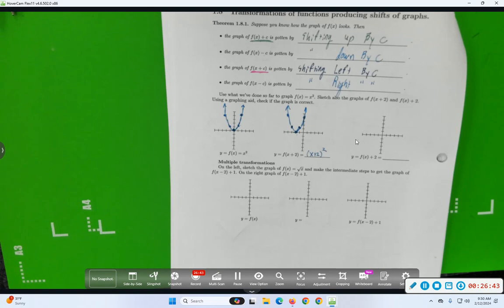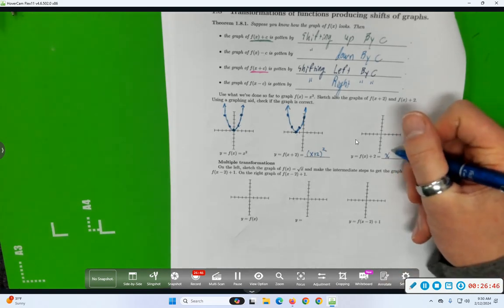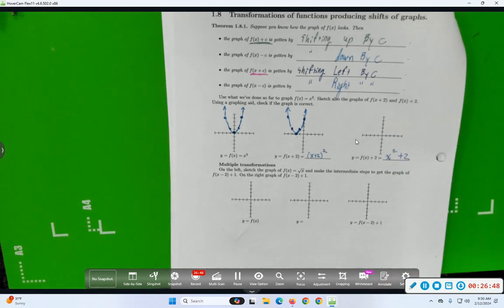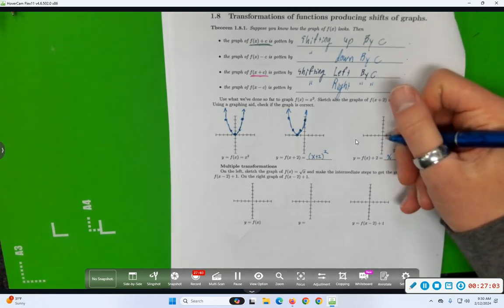What about x squared plus 2? That would be f of x is x squared, then add 2. What would that graph look like? Just move up two units. Yeah, take the exact same points, move up 2 units. That'll add 2 to all the y values.